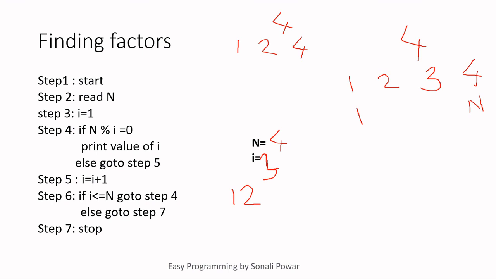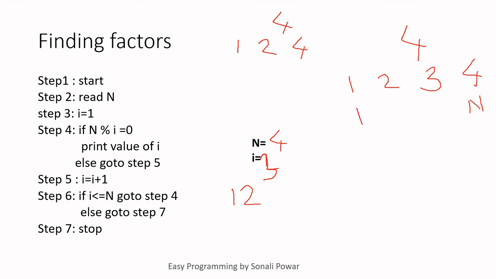और यहाँ पे क्या चेक करूंगी? अभी 4 जो है वो 3 से डिविजिबल है? No, it is not divisible by 3. So यहाँ पे क्या होती है? कंडीशन जो है वो false हो जाती है. So it will go into the else part, means it will not print that value. It will go to step number 5 and here I have written to increment the value of I.